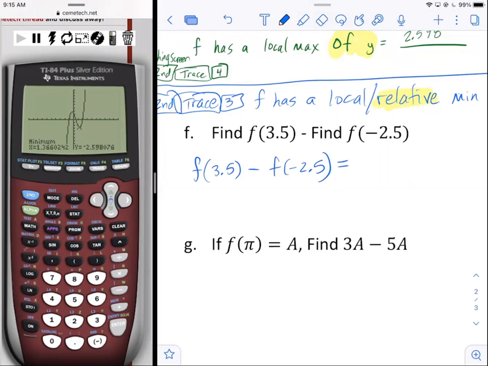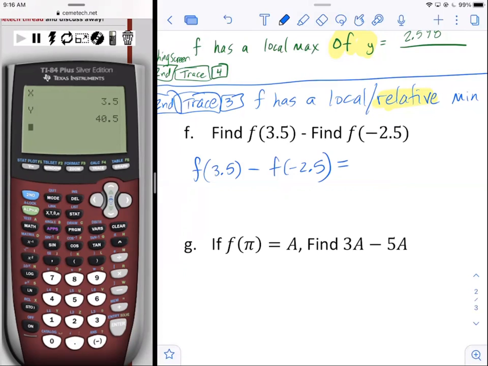But I'll show you. If you hit trace and you type in 3.5, it gives you the y value of 40.5. Now 40.5 terminates, right? So you could just write down 40.5 if you want. But what if that number had so many decimals it didn't terminate? Here's what you could do. If you go to your home screen, second quit, notice if you hit alpha 1, that's your Y value. Hit enter. There it is, 40.5.